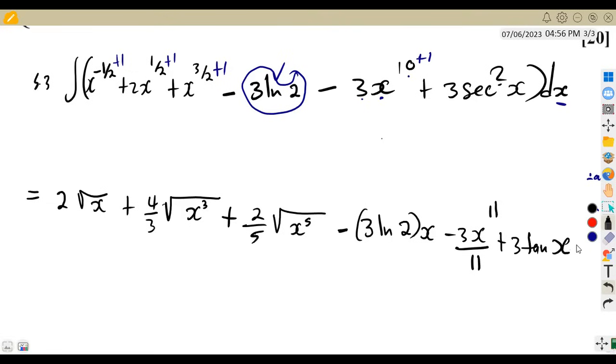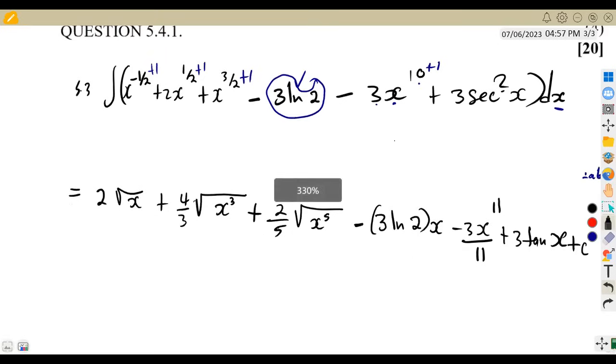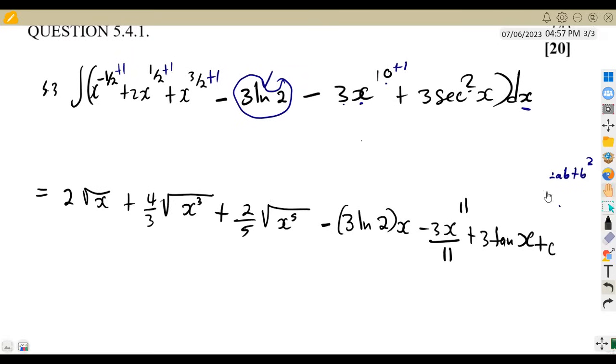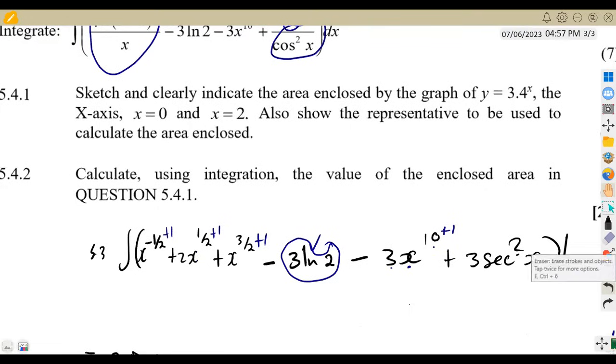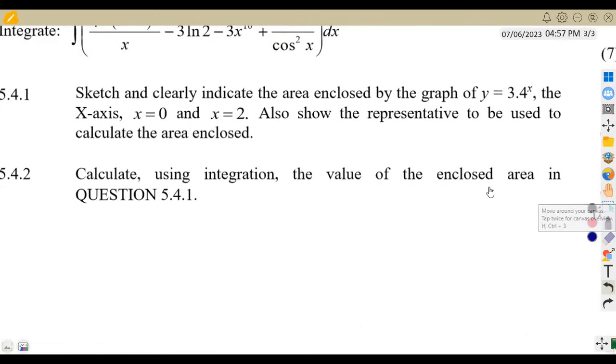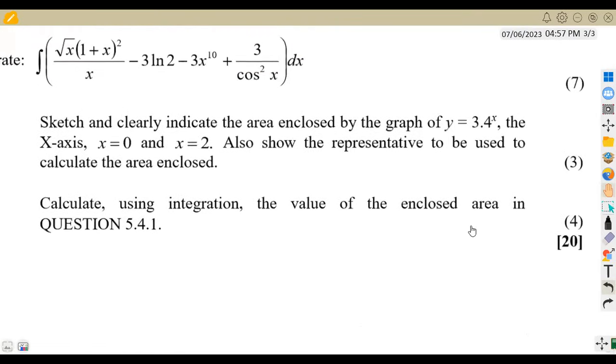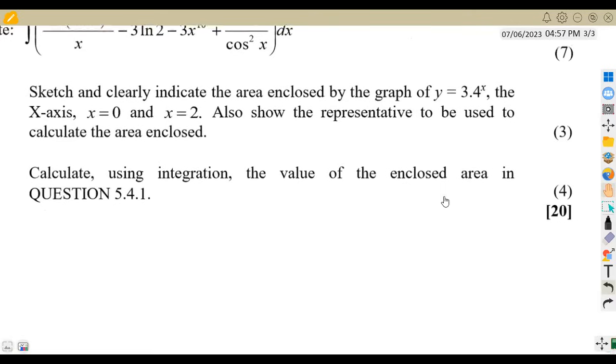So this will be 3 tan x plus the constant of integration. So this is how we could have integrated this part. As you can see, it's just the same way as the previous part. So that is how they try to play around us, guys, with these integrals. So all you need, guys, is to know all the basics of your integrals, and also to work with other topics like trigonometry, to understand much of it, and also your exponents.